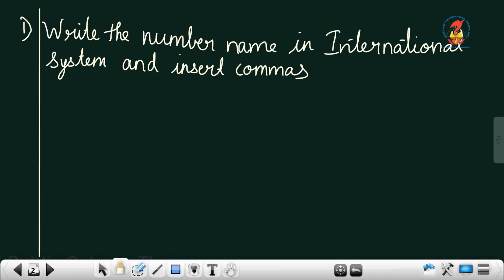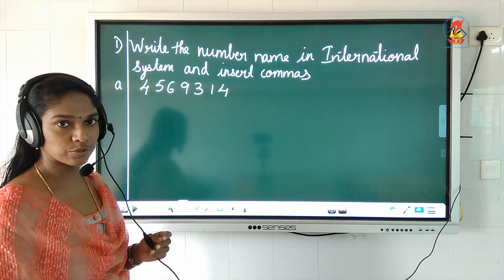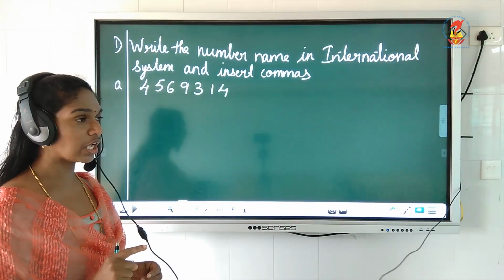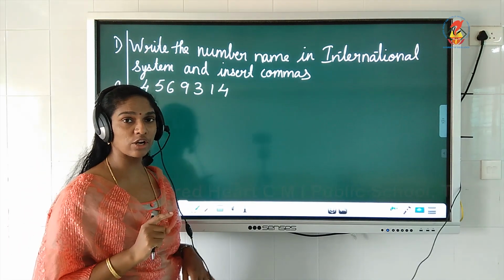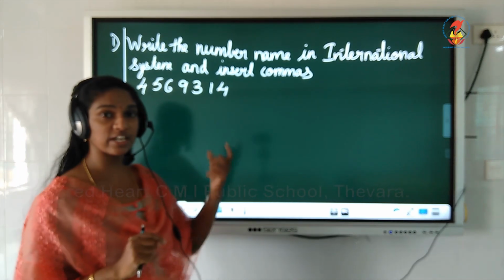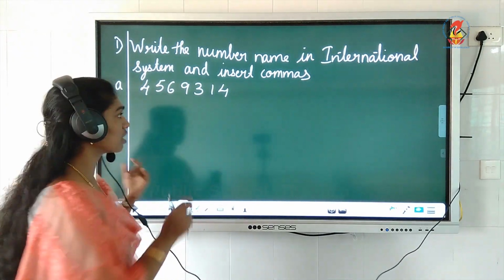First question, write the number name in international system and insert commas. You have to insert commas according to the international system. You have the first question here, 4, 5, 6, 9, 3, 1, 4. Numbers given to you. What you will do? First you will insert commas according to the international system. How should you insert commas? I have told you, you have to take three digits at a time from the last.